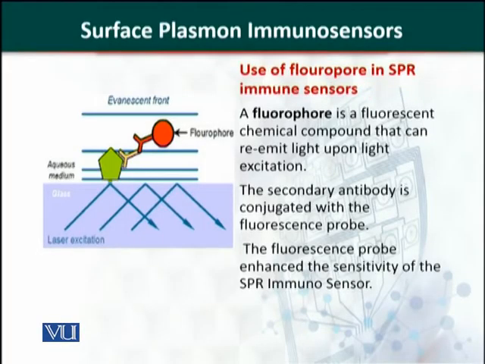Another technique which is used in the surface plasmon resonance is the use of a fluorophore in SPR to increase the sensitivity. इस टेक्निक में एंटीबॉडीज के साथ एक फ्लोरोफोर मॉलिक्यूल अटैच कर दिया जाता है. A fluorophore is basically a fluorescent chemical and re-emits light upon light excitation. Normally, the secondary antibody is conjugated with the fluorophore probe and upon excitation, it produces light. And that is how the biorecognition process could be determined, could be checked.